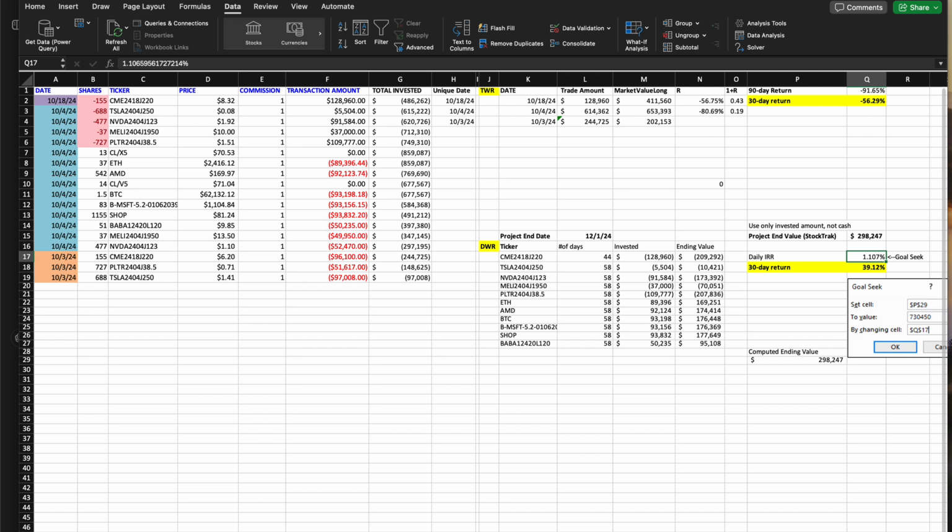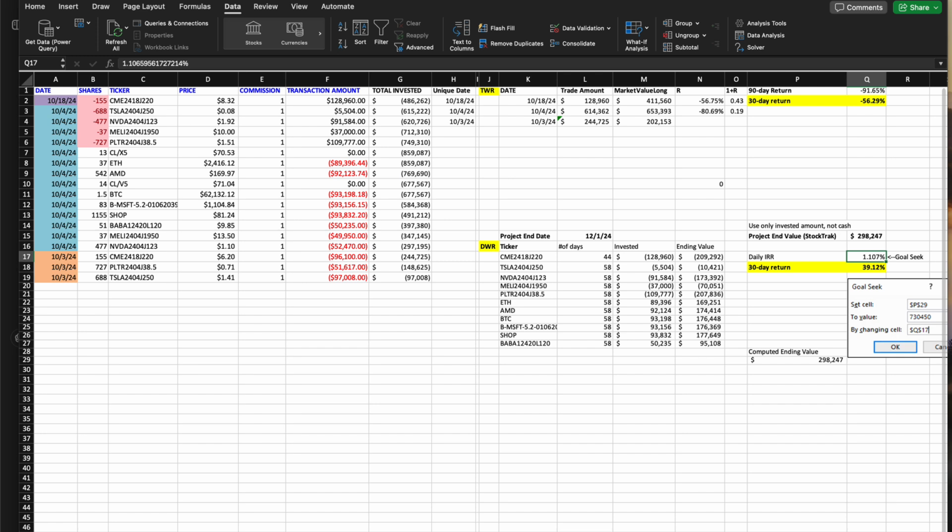Okay, so here we are looking at my portfolio. On the left hand side you can tell by the color coded dates, the unique dates, that these are the days I invested for my portfolio. I started off on October 3rd, October 4th, and October 18th.